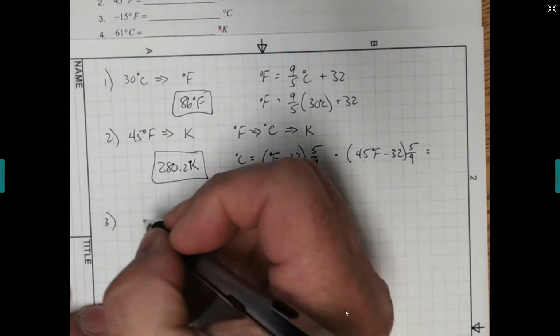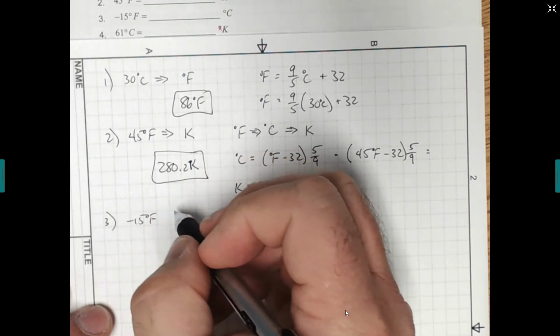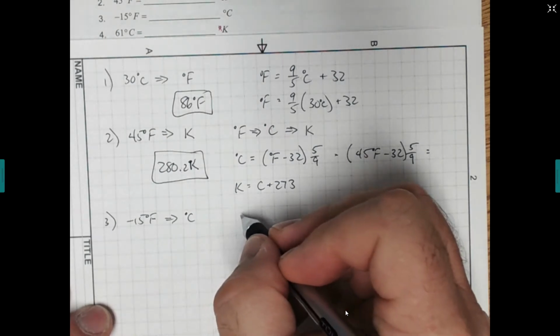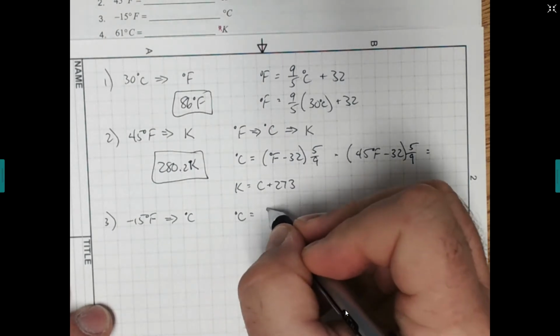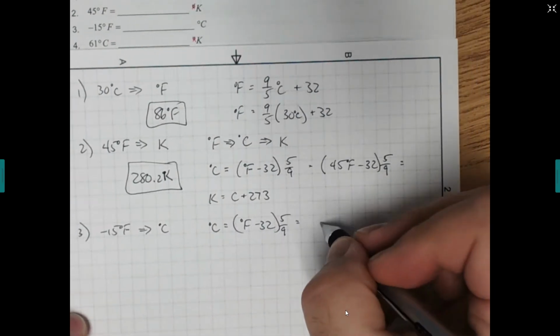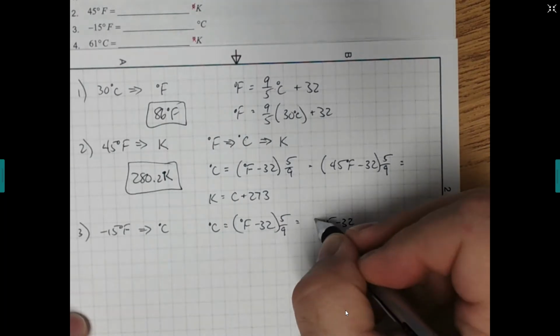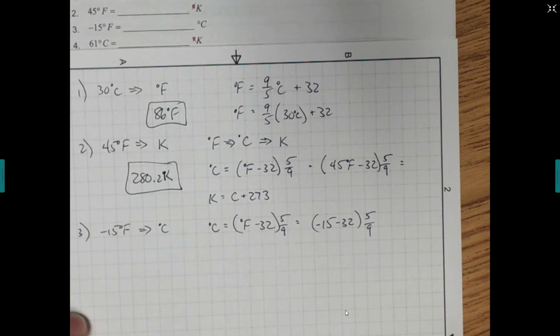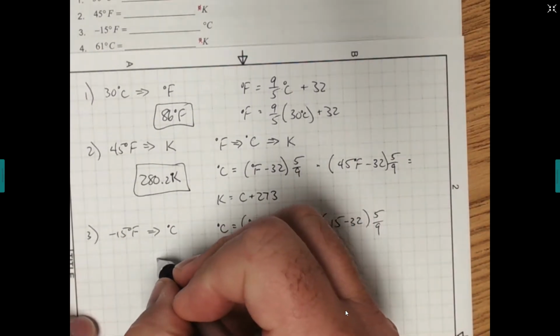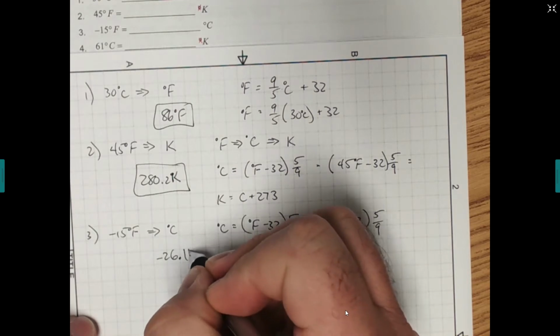Number three. On number three, we're taking negative 15 degrees Fahrenheit, and we're converting that into degrees Celsius. We just wrote down our equation up here, right? We're going to degrees Celsius, so that equals degrees Fahrenheit minus the 32, and then that quantity times 5/9. So that is negative 15 minus the 32 times 5/9. So we have negative 15 minus the 32, negative 47 times 5 divided by 9, and we get negative 26.11. So your answer could be just negative 26 or negative 26.1 degrees.